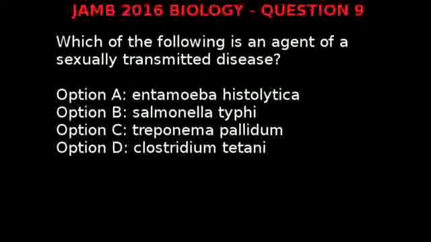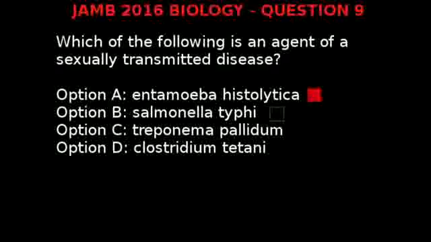JAMB 2016 Biology Question 9. Which of the following is an agent of a sexually transmitted disease? Option A, Entamoeba histolytica. Option B, Salmonella typhi. Option C, Treponema pallidum. Option D, Clostridium tetani. Let's look at our various options and the diseases they cause. Entamoeba histolytica causes amoebiasis, which is not a sexually transmitted disease. So option A is wrong.